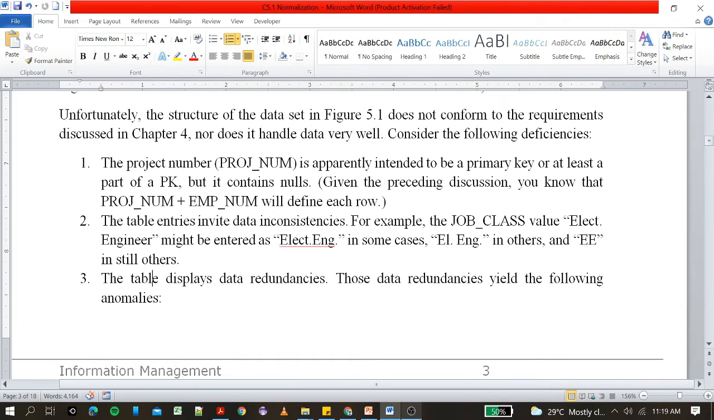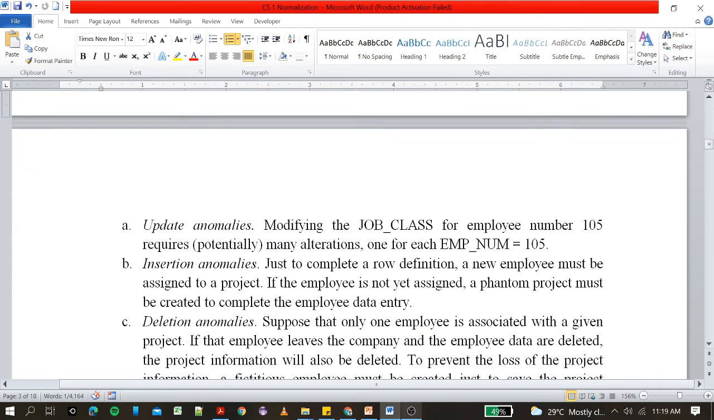Then, the table displays data redundancies. Those data redundancies yield the following anomalies. So, dun sa data redundancies, ito yung mga resulted na anomalies na pwedeng makuha dun sa table. Una, we have the update anomalies. Yung update anomalies ay, syempre, based on our previous discussion, ito yung pumapatungkol sa pag nagkakaroon tayo ng changes on the value that was stored in our database. No? So, ito yung example.